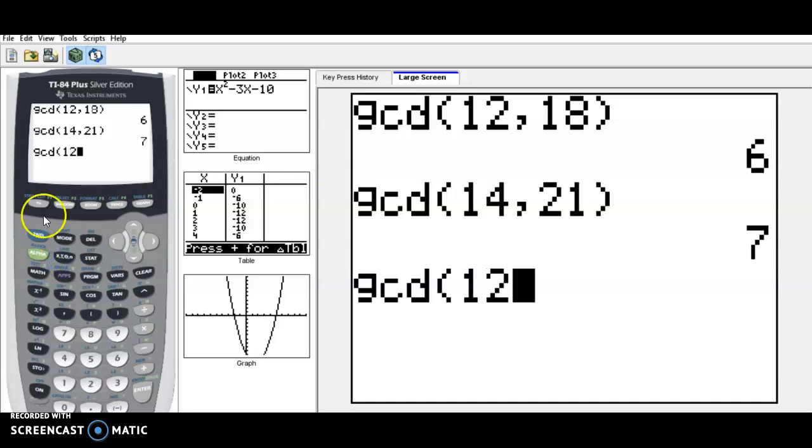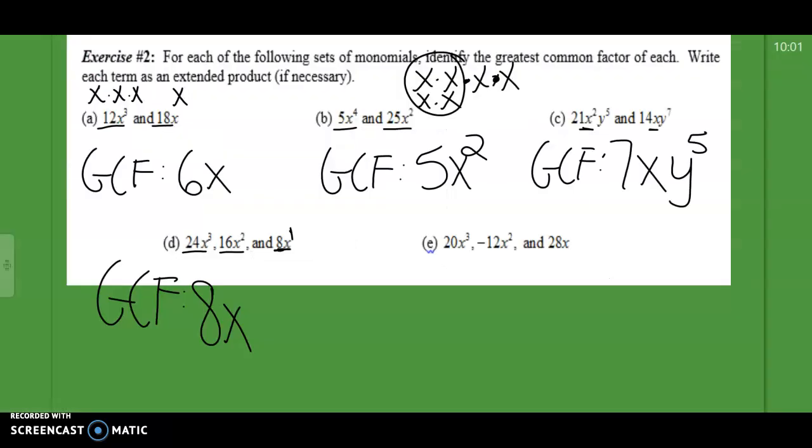So 12, comma, 20. Okay, and use the smallest ones, because then we can always check the larger one. Close the parenthesis, press enter. 4. Does 4 go into 28? Yes, so that's got to be our greatest common factor. So the GCF of these 3 numbers is 4. I get that we didn't do all 3, but the calculator cannot handle 3. So just do the smallest 2.